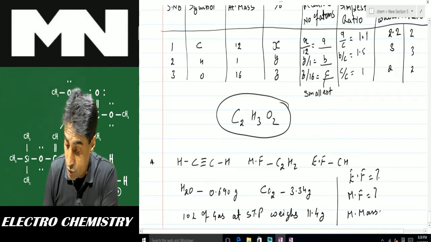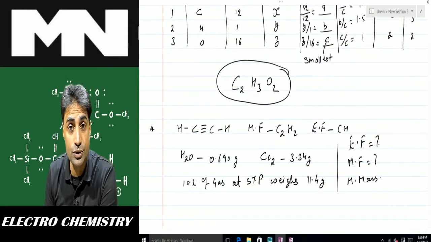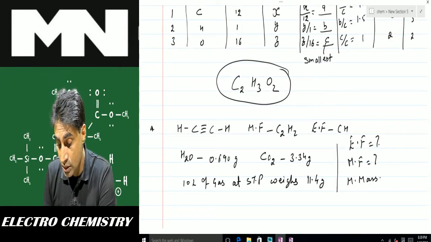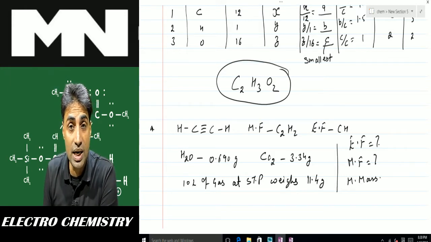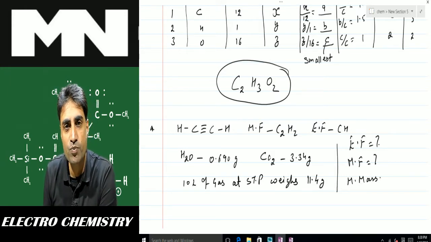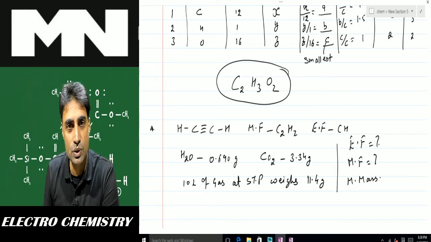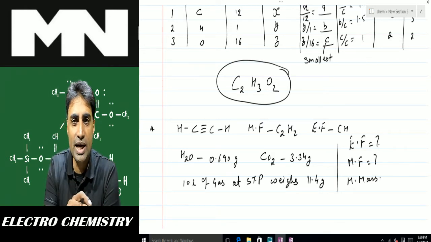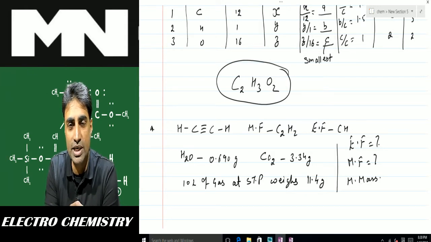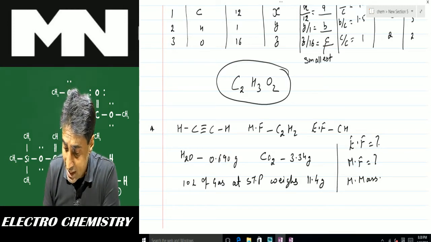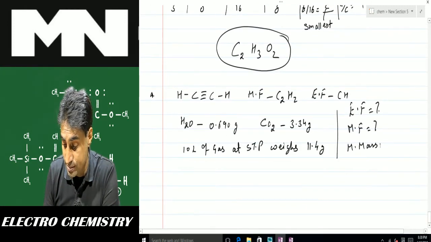Now the question comes to our mind: how to do this? First, in this you have to use some stoichiometry. You don't know how much mass of that gas you have burned. But one thing is for sure, that gas is made up of carbon and hydrogen only. So whatever hydrogen you are getting in water is from that compound, and whatever carbon you are getting in carbon dioxide is also from that compound. So first we'll calculate the amount of that carbon and hydrogen.